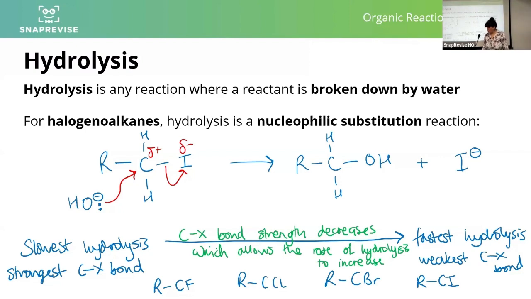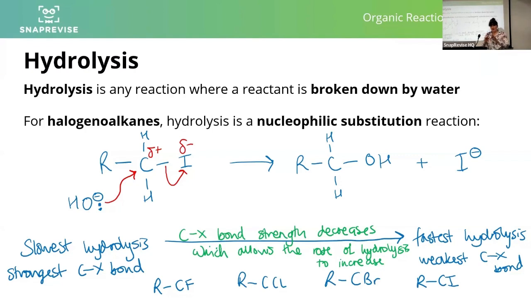Just really quickly, why do we have that difference in bond strength? It's to do with the overlap of orbitals. Carbon and fluorine are very similar in size, so their orbital overlap is going to be great. It's going to be really big because they're very similar in size. They can get very close together, so you can have a short bond and a strong bond.